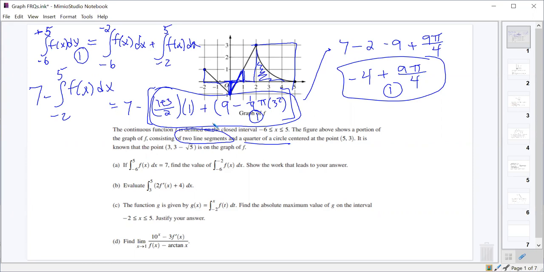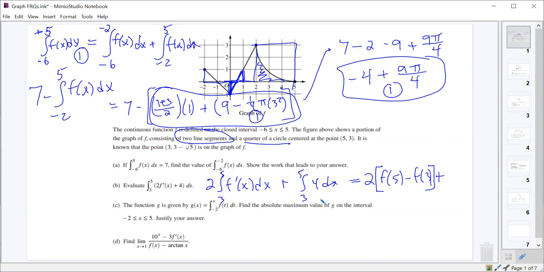Part B says to evaluate this integral from 3 to 5. Well, that should be pretty straightforward. We can rewrite this as 2 times the integral from 3 to 5 of f prime plus the integral from 3 to 5 of 4. And what's the integral of f prime? Should just be f of x. And so we're going to evaluate that at the upper limit and the lower limit.